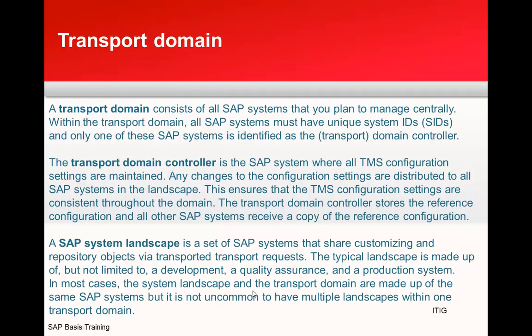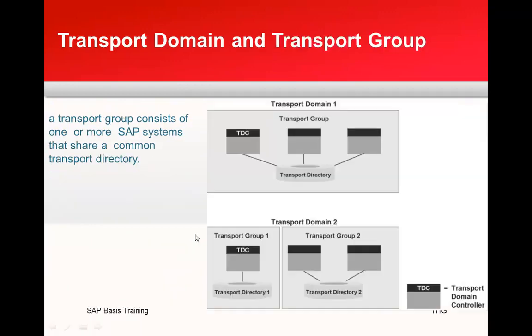Okay, the next thing is the SAP system landscape, which is a set of systems that share customizing and repository objects via transport requests. The typical landscape is made up of, but is not limited to, a DEV system, that is development, quality assurance, and a production system. In most cases, the system landscape and transport domain are made of the same systems, but it is not uncommon to have multiple systems within one transport domain.